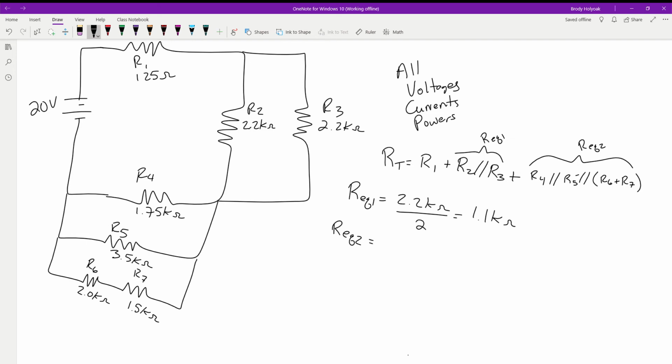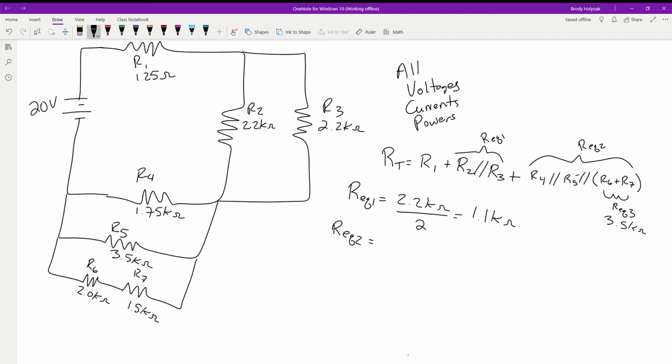So now we're trying to solve R equivalent 2. Well, remember what I was saying earlier with our order of operations, we want to do series first and then do parallel functions. So the first thing we have to look at is this R6, R7 relationship. Since those are in series inside of a parallel network, we're going to have to add those guys up first. So this one we could even call our R equivalent 3, which is simply 3.5 kiloohms, because we just add the 2K and the 1.5K together.